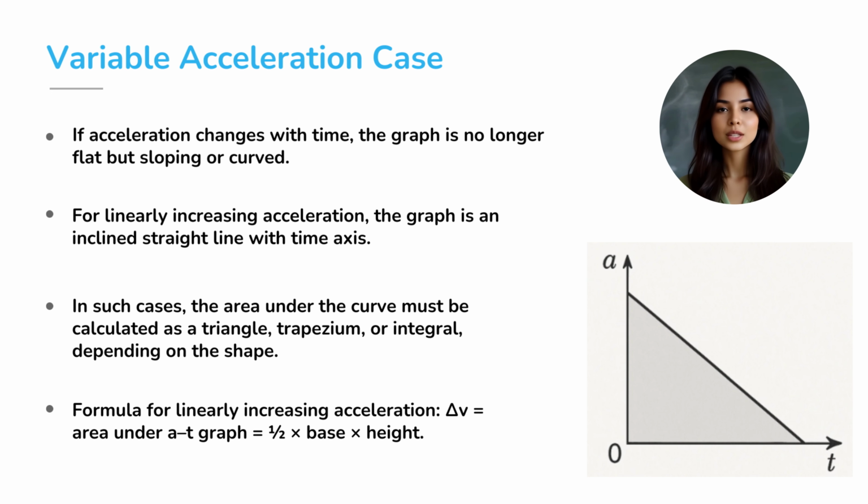Things get more interesting when acceleration itself is not constant. In such a case, the graph is no longer flat but sloping or even curved. For example, if acceleration increases linearly with time, the graph is a straight line rising upwards, like you see in the diagram similar to figure 15. In these cases, the velocity change is still the area under the graph, but the area now forms a triangle or trapezium. For a linearly increasing acceleration, the formula becomes dv equals half multiplied by base multiplied by height. This gives us the velocity change when acceleration is not constant.